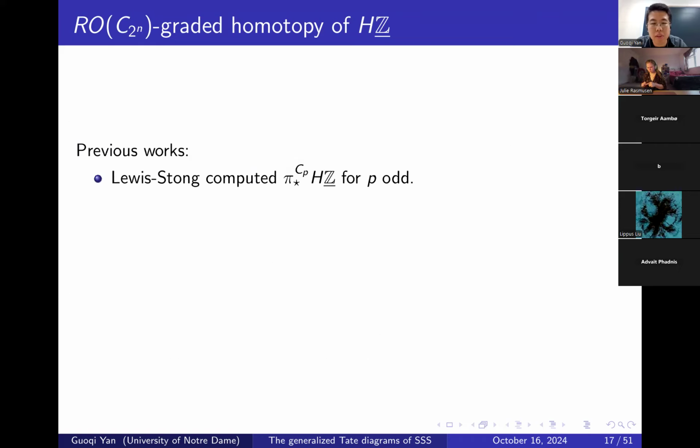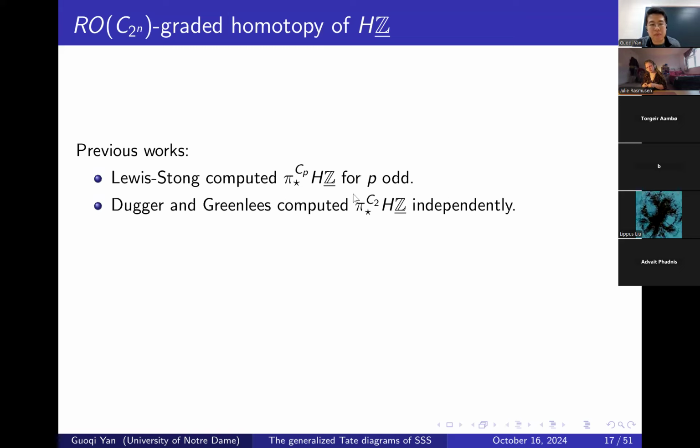Before I introduce the method, I will start with some brief history on this equivariant computation of HZ. Lewis and Stong computed the C_p case where p is odd. And Dugger and Greenlees computed the C2 case independently. In the case of HZ, the C2 case is a little bit more complicated because we have the one-dimensional sign representation, which is non-orientable. But for C_p, we don't have a non-orientable representation.